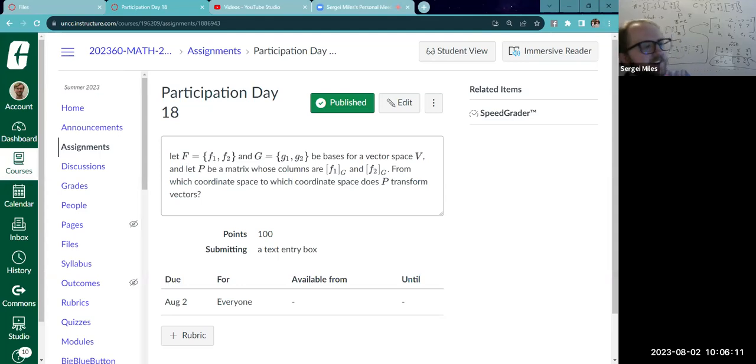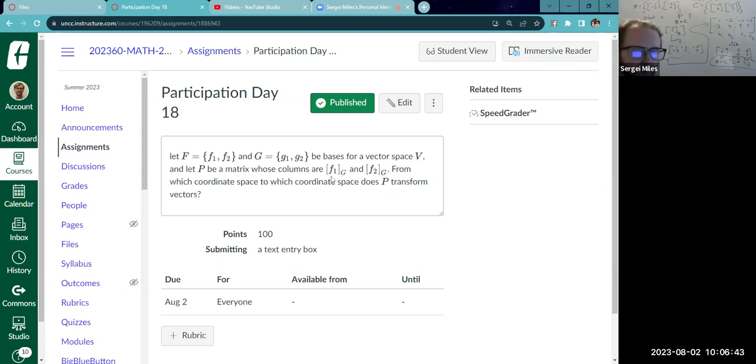Let capital F be the set of these vectors, F1, F2, and let G be a different basis with these vectors, G1, G2. These are both bases for a vector space, all right? Now let P be a matrix whose columns are the G coordinate vector of F1 and the G coordinate vector of F2. From which coordinate space to which coordinate space does P transform vectors?